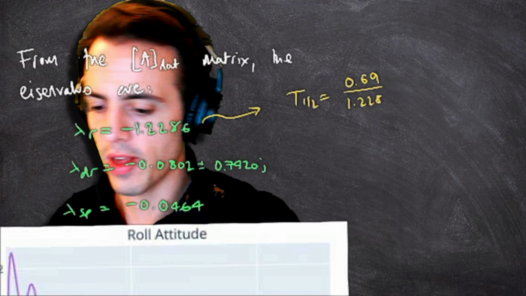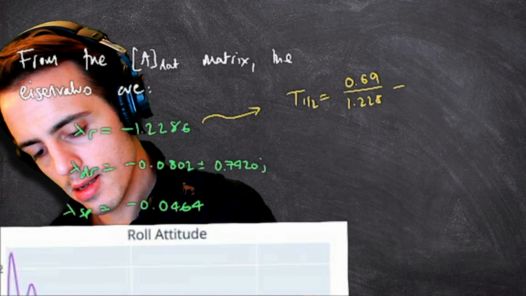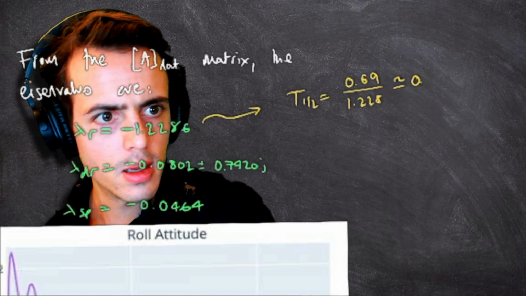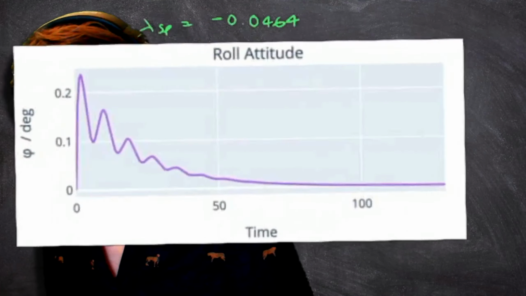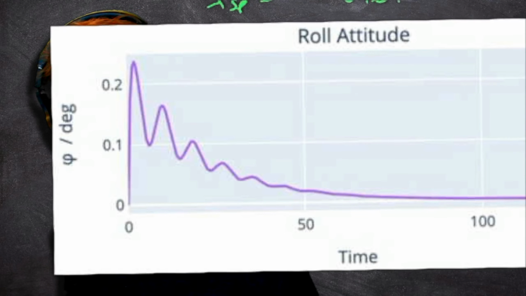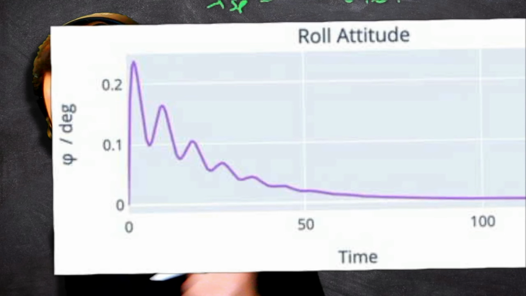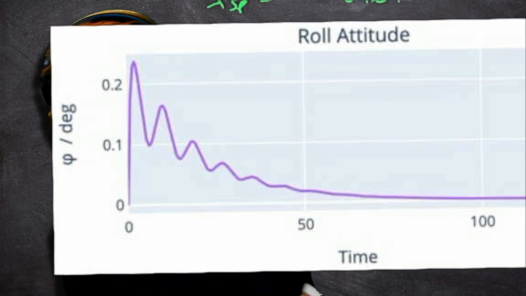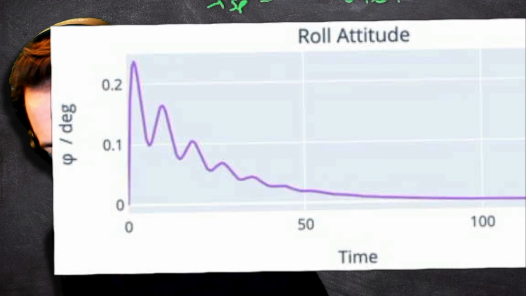Yeah, 0.56. So the roll mode is not really present in this graph because it would only be present up to about this part. So we see two modes here. There's some information that we can get from this graph. Let's see what we can get.